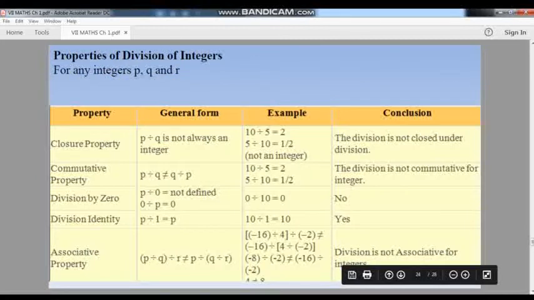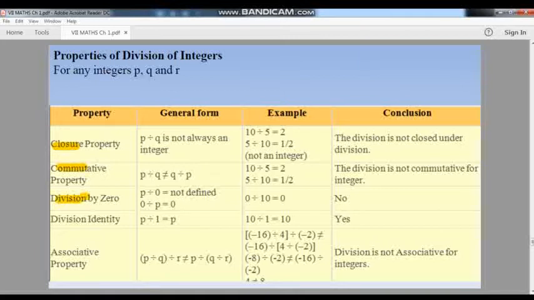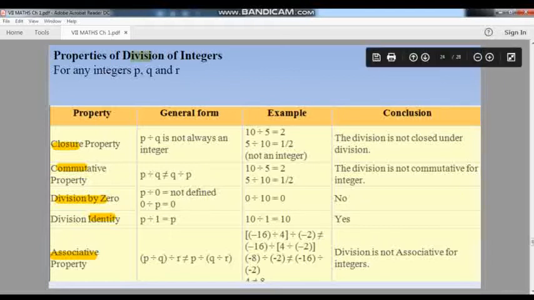Coming to the properties of division, we are all familiar with the words closure, commutative, division by zero, identity, and associative property. Now let's look at what is applicable for division. If the integers p, q and r are given, we will solve in that example. First is the closure property.